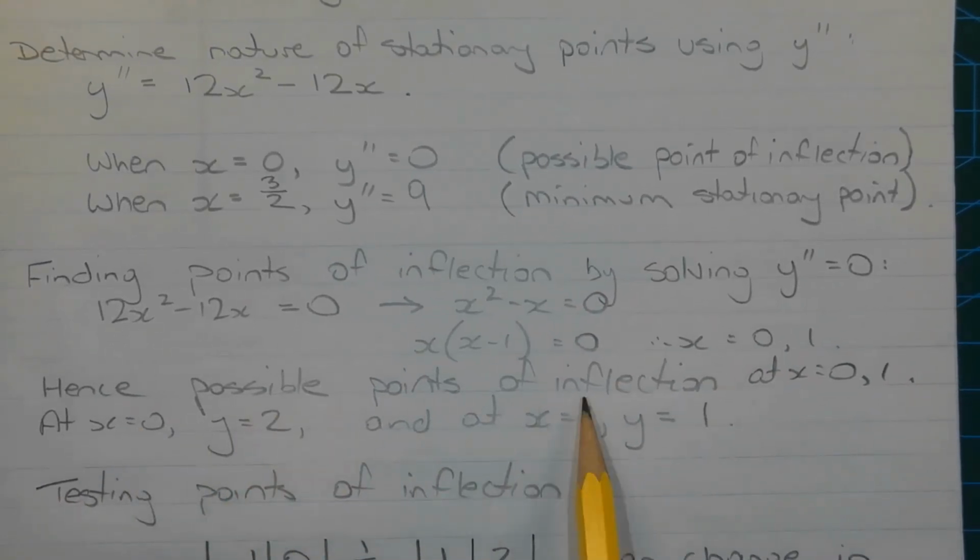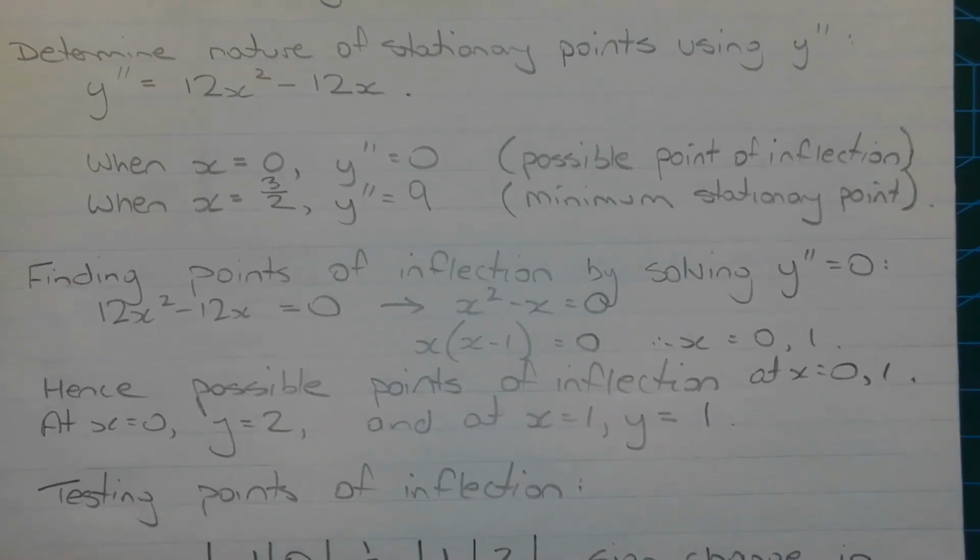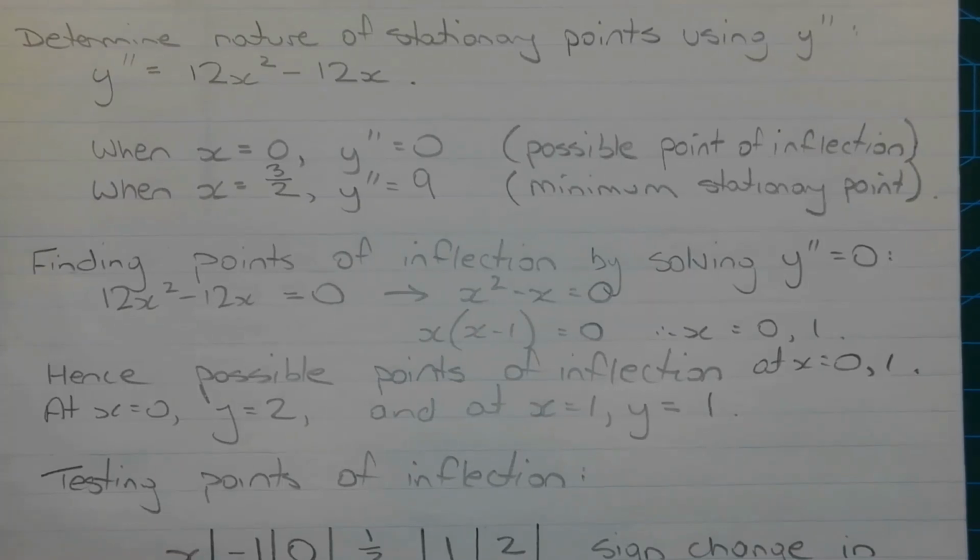Hence we have possible points of inflection at x equals 0 or 1. We also need to find the y values at those points. So at x equals 0, y is equal to 2, which we found before. And at x is equal to 1, y is equal to 1.